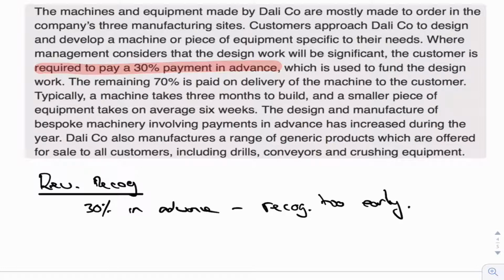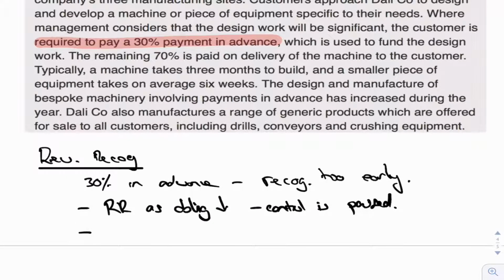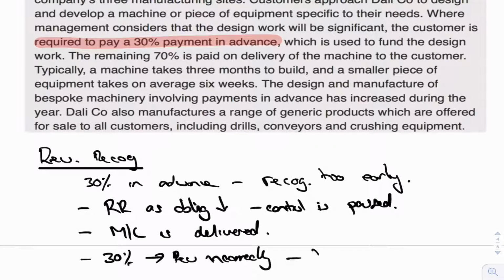But you have to explain the FR. So you say, right, the FR is what you should do. You recognise revenue as the obligation goes down. Okay, as the obligation in the contract goes down, in the contractual terms. And that will be as control is passed. Now, in the scenario then, that will be when the machine is delivered to the customer. So therefore, we are worried that the 30% goes to revenue incorrectly straight away, whereas what it should do instead is go to deferred income.